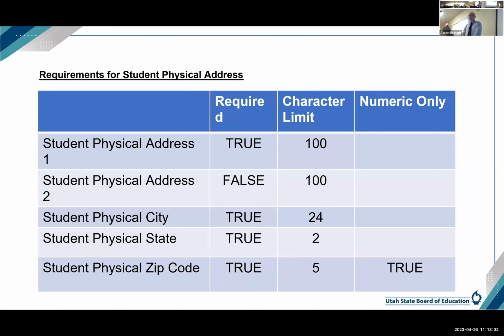Then the city is also required, as are the physical state and the zip code, all with the character limit shown there. If anybody needs to come back, you could reference this, but I prefer, just like Melissa, to go back to the clearinghouse specification. It's always going to be up to date, or soon to be.